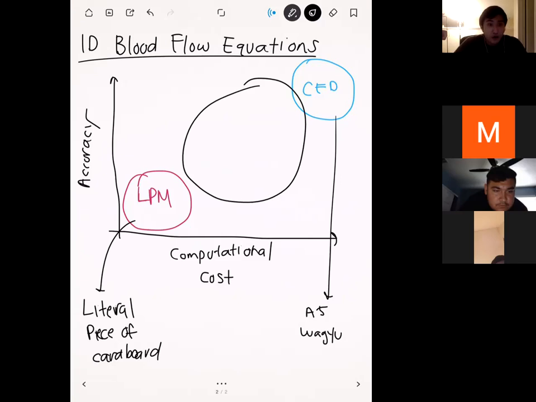And that's where the 1D blood flow equations are going to fit in. So 1D blood flow equations fit in this range right here, right? In terms of computational costs, they're definitely more expensive than LPMs, but they're going to give us much more accurate and much more useful data than LPMs that we can use for analysis. All right, in terms of LPMs and CFD, I just wanted to show you where 1D equations fit in. They're going to be more expensive, and you'll see that they're more complex too than LPMs.